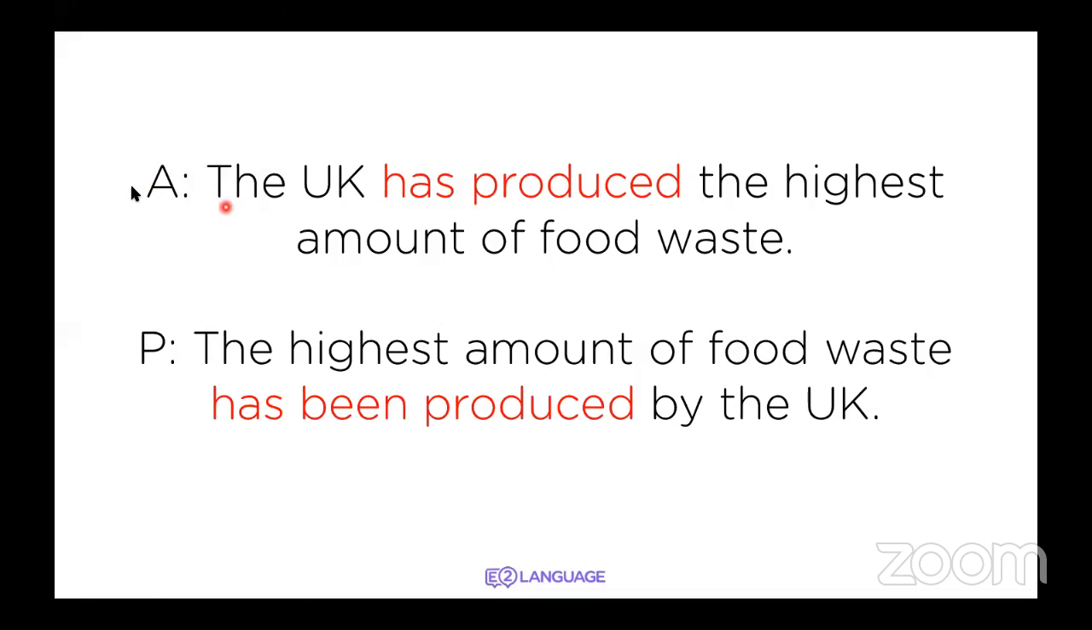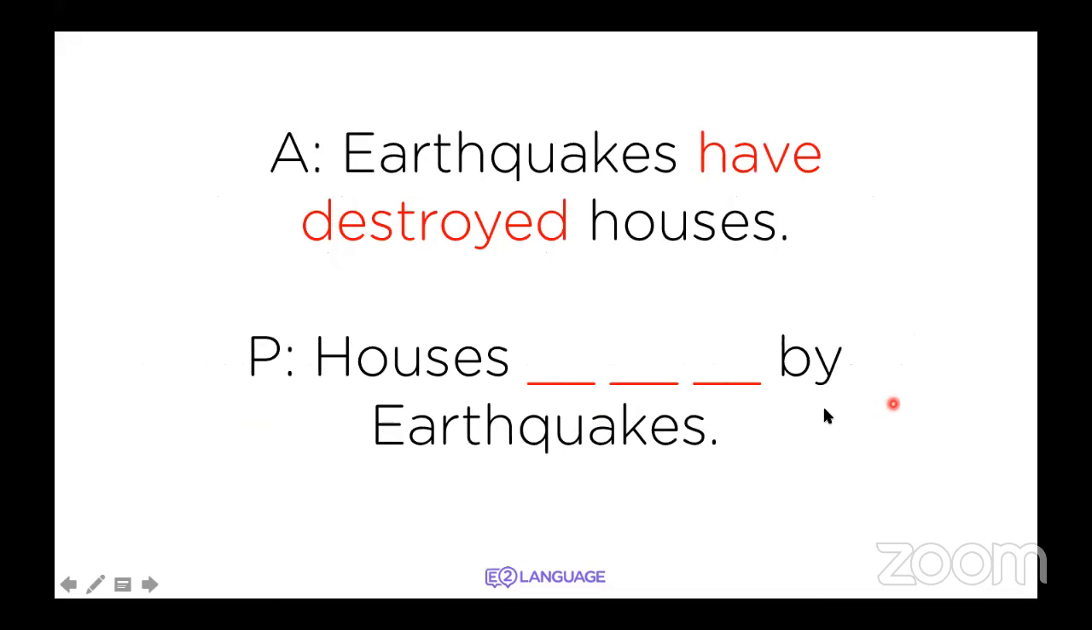So the active sentence says, the UK has produced the highest amount of food waste. The passive sentence says, the highest amount of food waste has been produced by the UK. Same meaning, different emphasis. This one emphasizes the UK, this one emphasizes food waste. Please type into the chat the correct passive verb. Good. Yes.